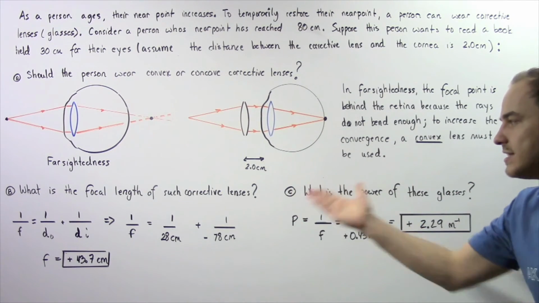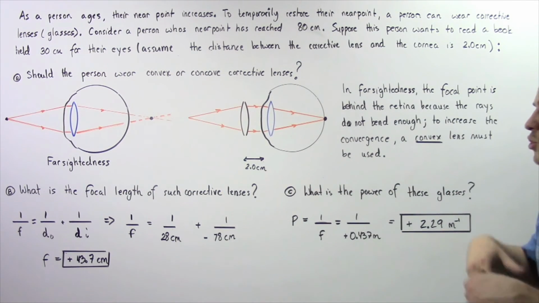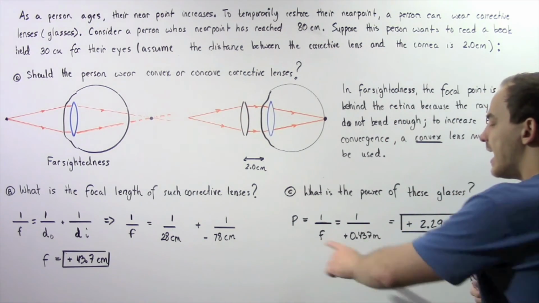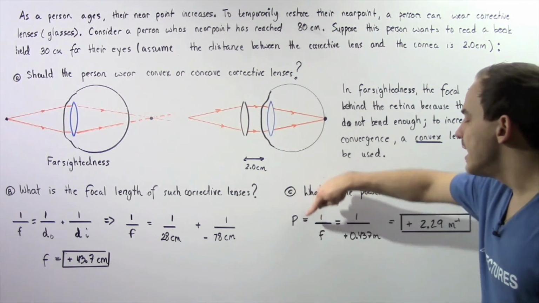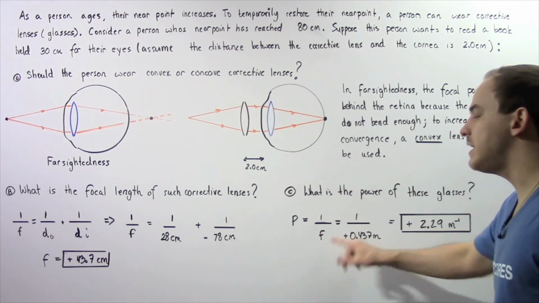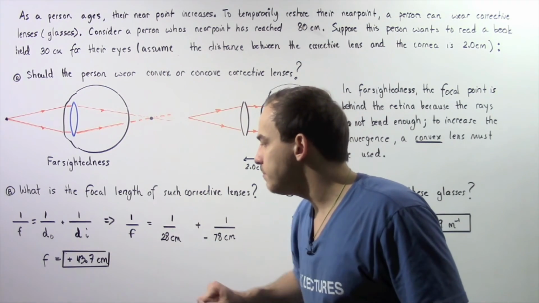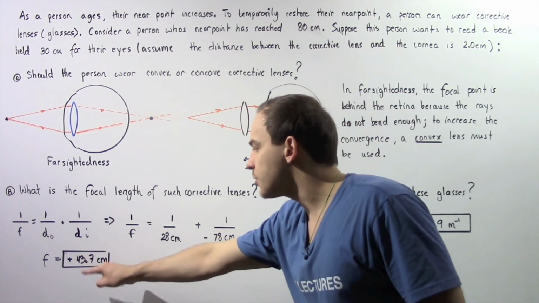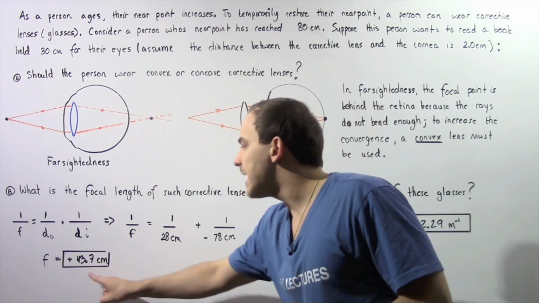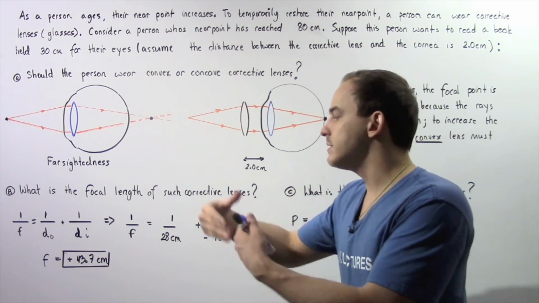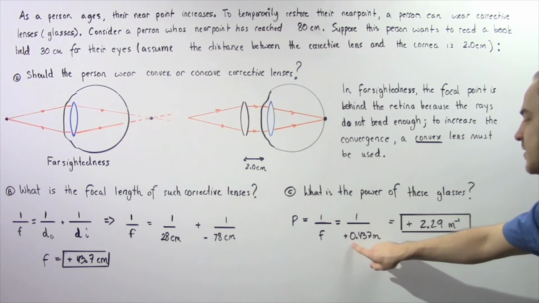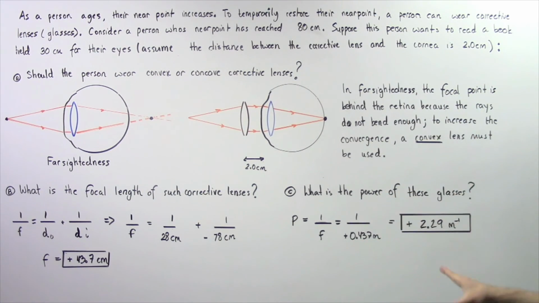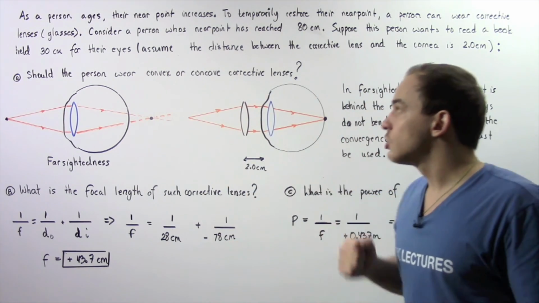What is the power of these corrective lenses, of these glasses? Well, the relationship between power and focal length is given by this formula. The power is equal to 1 divided by the focal length, given in meters. Now, we know from part B that the focal length is equal to 43.7 centimeters. So we divide by 100 to convert from centimeters to meters. So we have 1 divided by 0.437 meters, and that gives us a power of about positive 2.29 meters to the negative 1. So the positive means we're using a convex corrective lens.